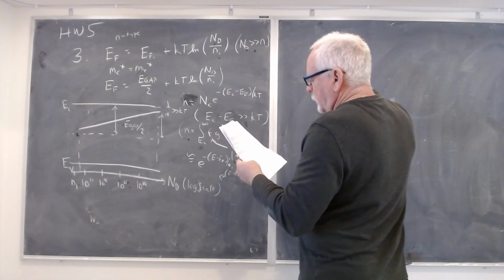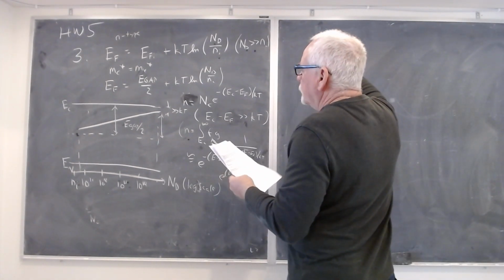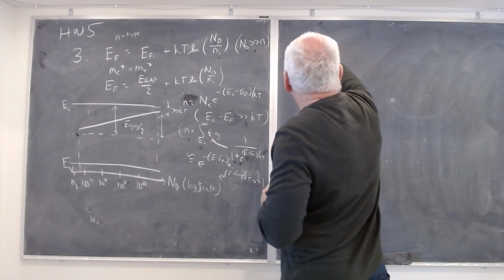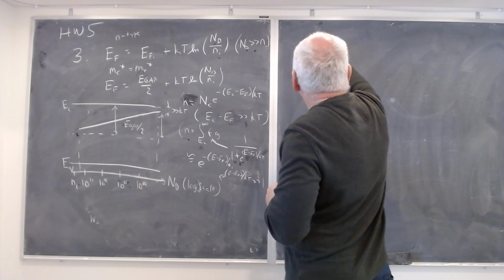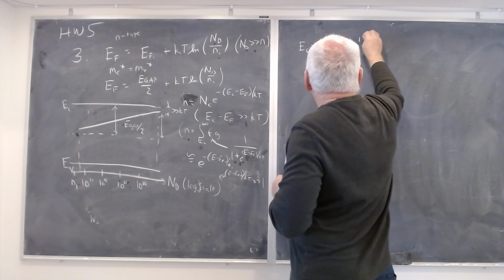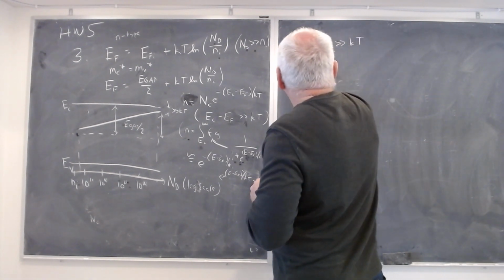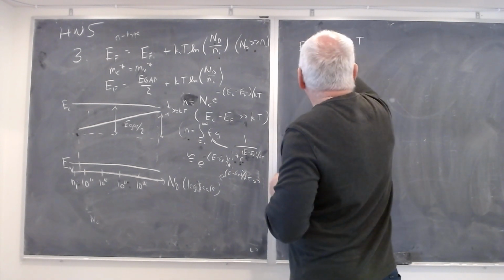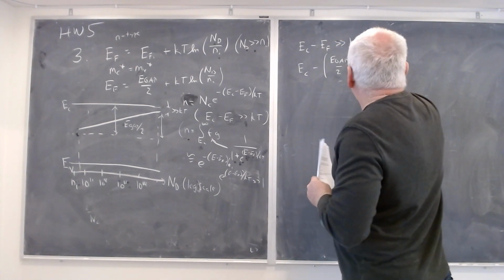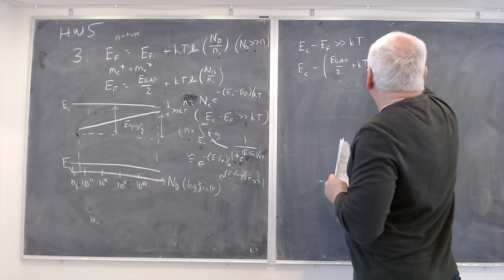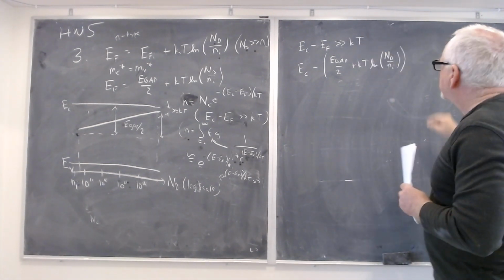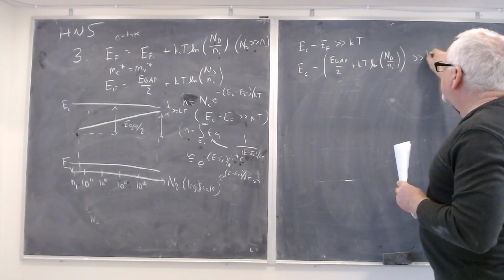So it means that EC minus EF is much bigger than kT. So that's EC minus E gap over 2 plus kT log of ND over NI. It's much bigger than kT.